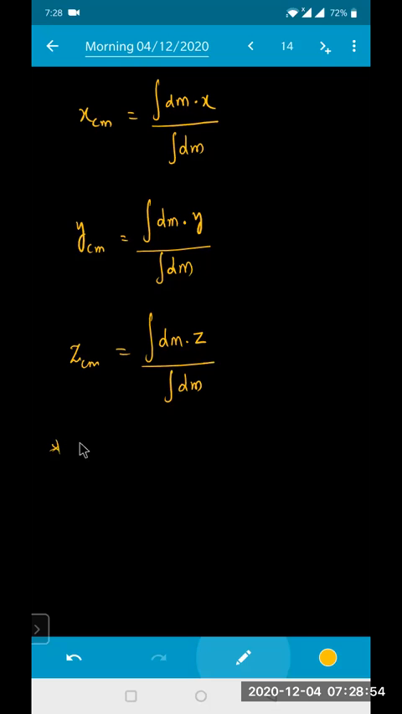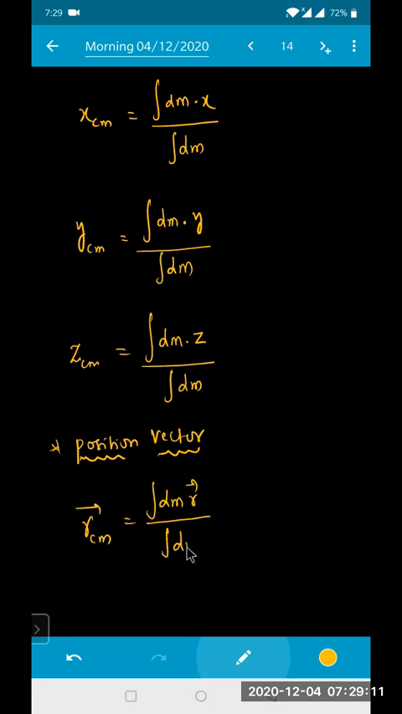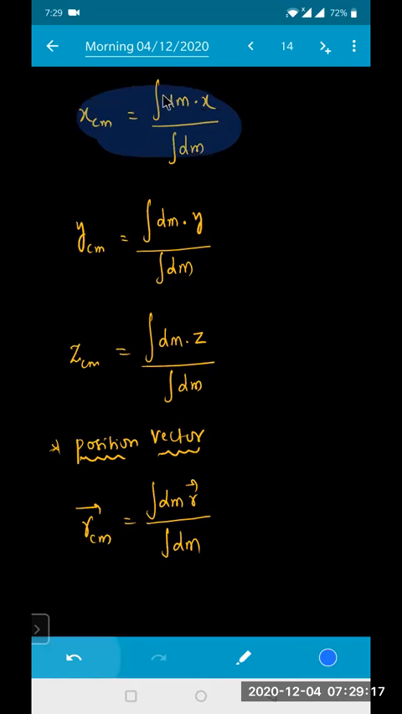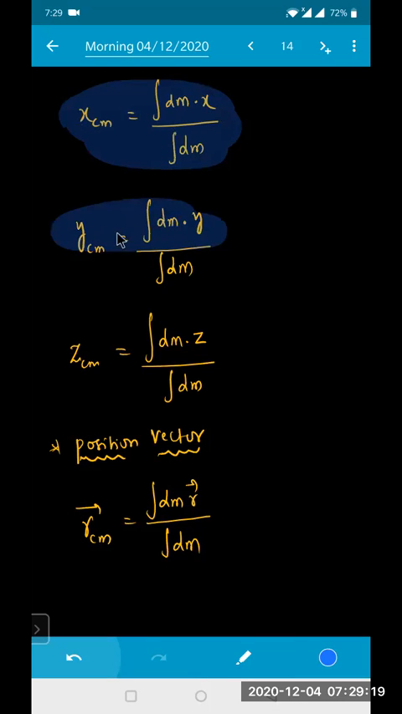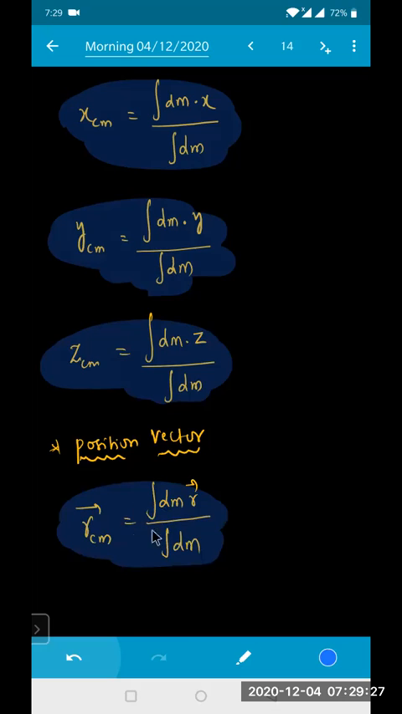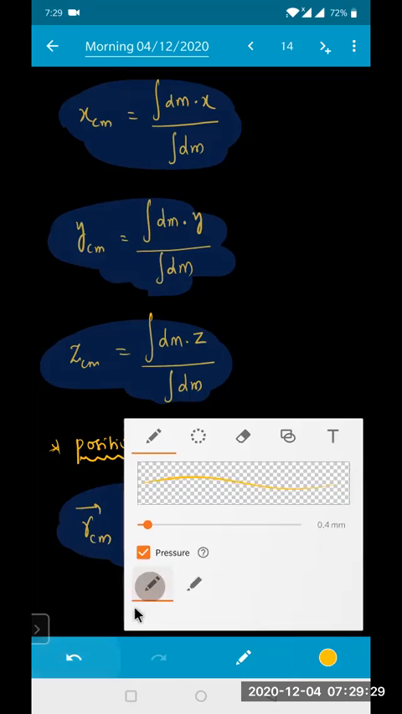In the same way, for the position vector in the calculus method, RCM vector will be equal to integral of dm into r vector divided by integral of dm. Is it clear? Yes, sir. So we use the integration method to calculate the center of mass either along the x-axis, y-axis or z-axis. The position vector formula is general. Let me give you one small example.